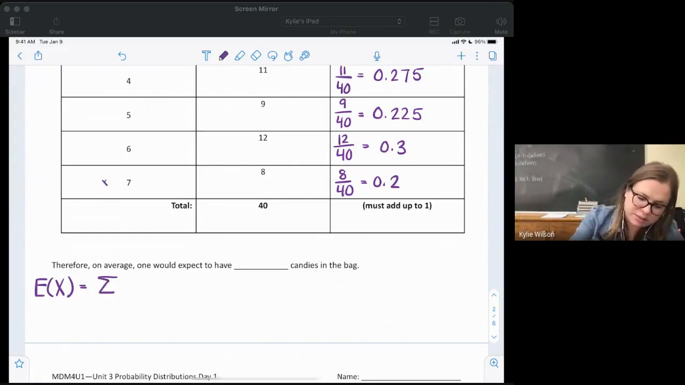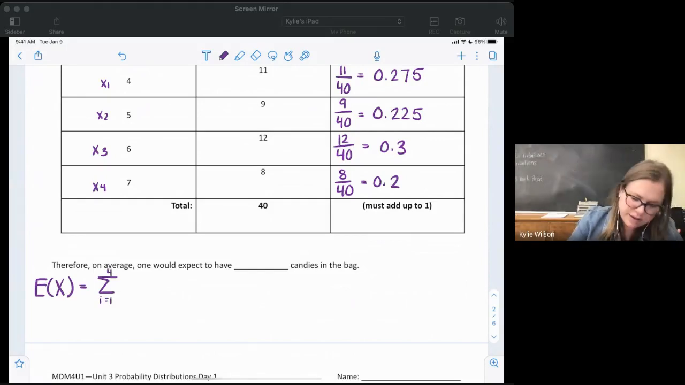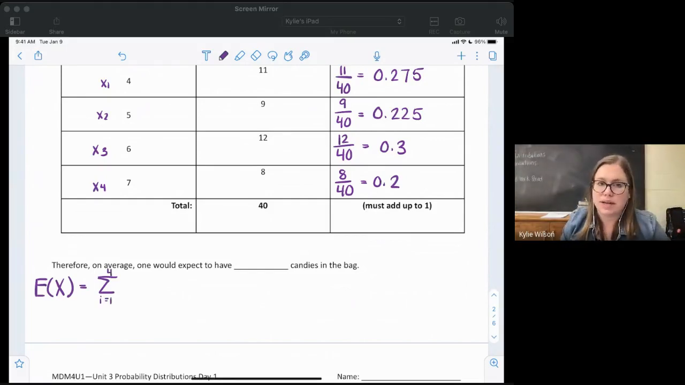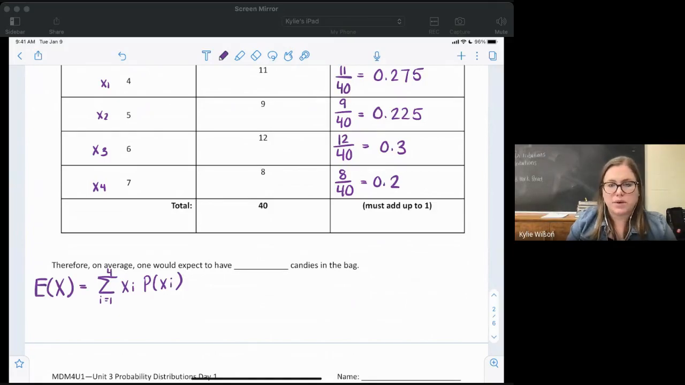So we have x1, x2, x3, x4. We want to sum up all of our outcomes from i equals 1 to 4 because there are 4 different outcomes. Then we take each individual outcome and multiply it by its probability. So let's go ahead and do that.